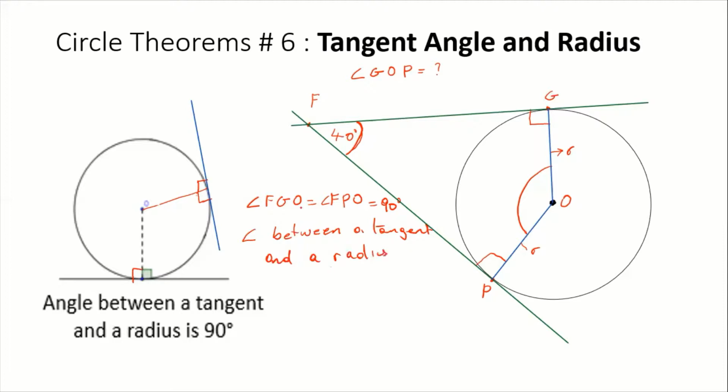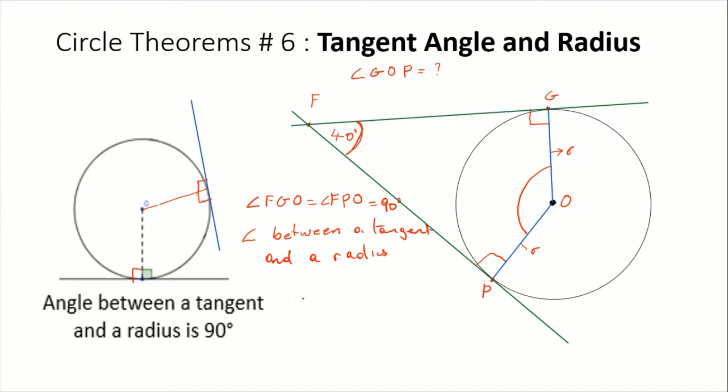Yes, so that's how you know that those angles are 90. Now, given the fact that you know that these two angles are 90, let's look at the figure FGOP. That is just a quadrilateral, right? So when you look at this shape here, it's a quadrilateral. What do you know about a quadrilateral? The sum of the interior angles must equal 360 degrees.